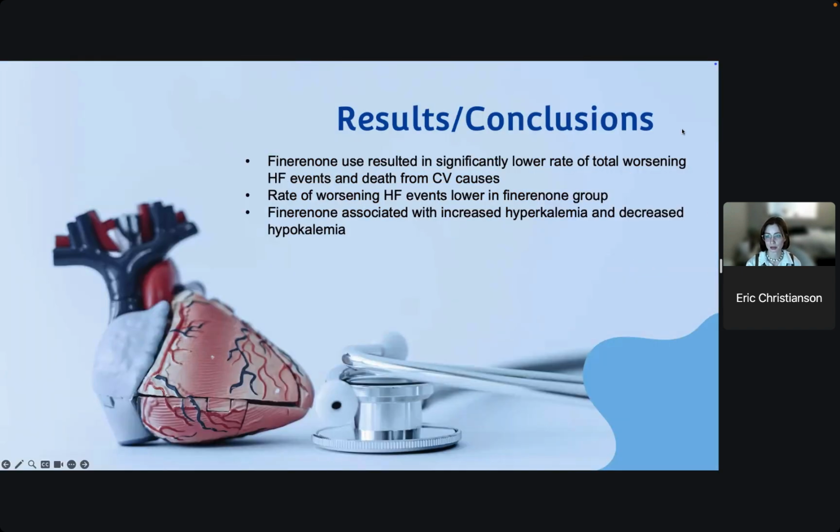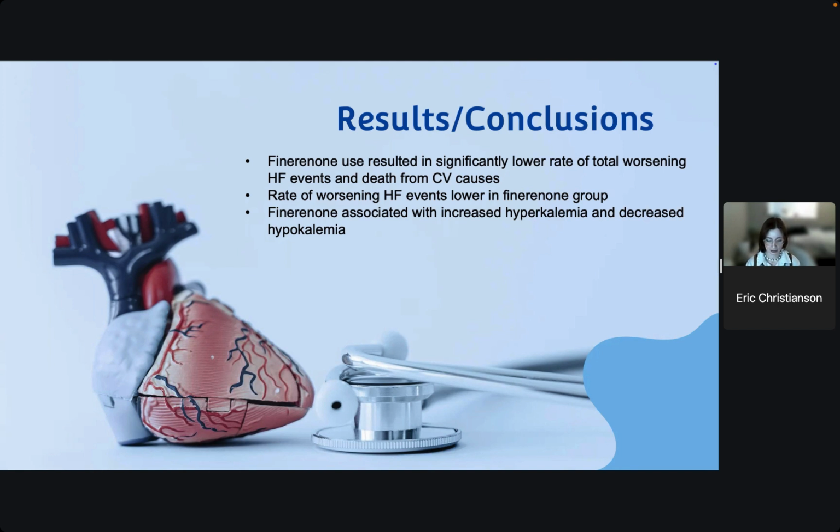So, the major results from this study. So finerenone use resulted in significantly lower rates of total worsening heart failure events and death from cardiovascular causes. So worsening heart failure events were defined as first or recurrent unplanned hospitalization or urgent visit for heart failure. The rate of worsening heart failure events was also lower in the finerenone group, and finerenone was associated with an increased risk of hyperkalemia, but decreased risk of hypokalemia.